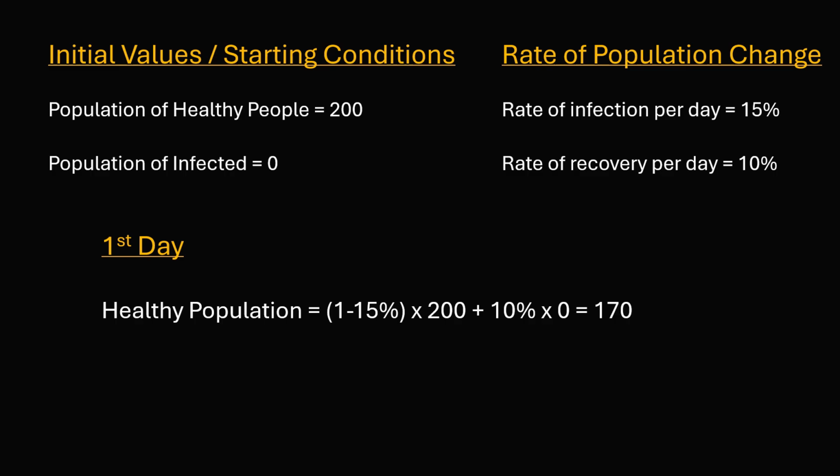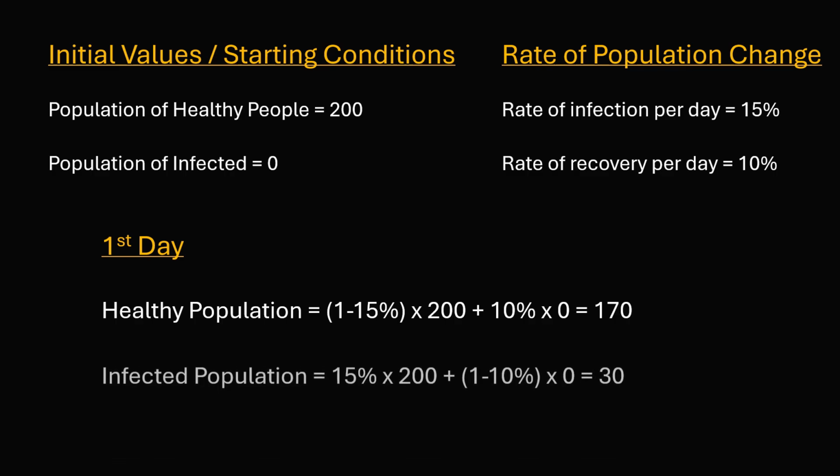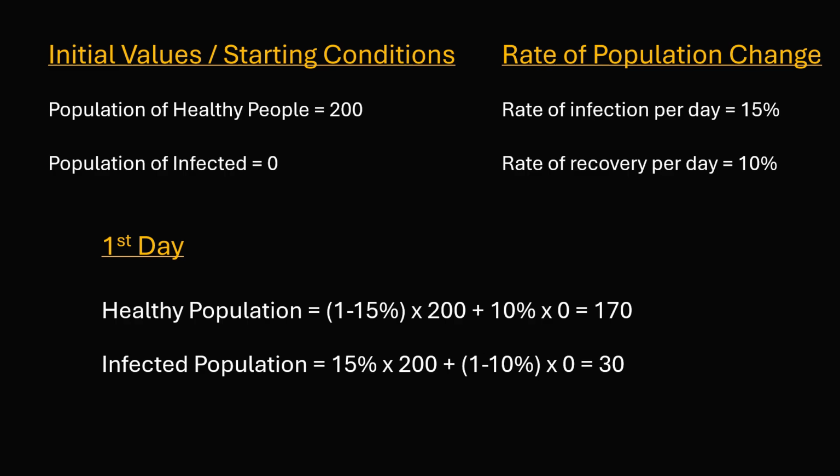So now let me calculate infected population on day 1. So the infected population is rate of infection per day multiplied by healthy people. So this is 15% multiplied by 200 plus the infected population who do not recover, which will be 1 minus 0.1 multiplied by infected population on day 0. But at the start of day 1, the infected population is 0. So this gives us 30 infected people on day 1. Now we can also quickly subtract 170 from total population and get 30, which is the infected people. But it is better to use the equation because for larger and complex communities, simple subtraction of healthy from the total population will not work.